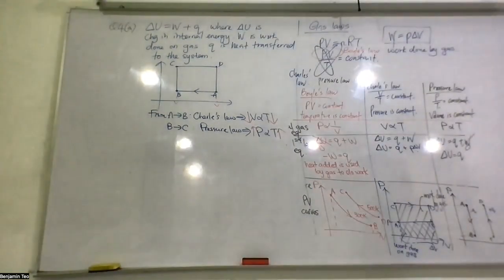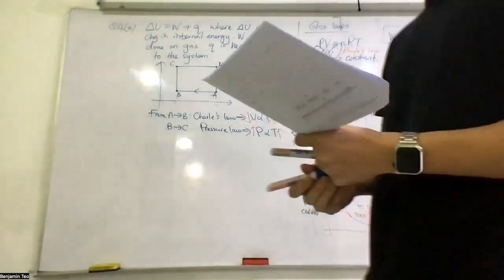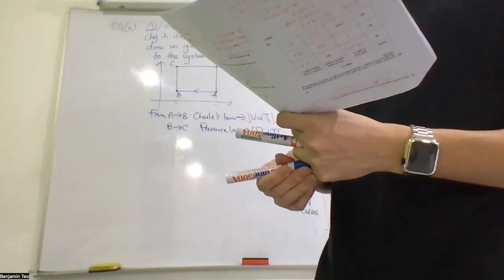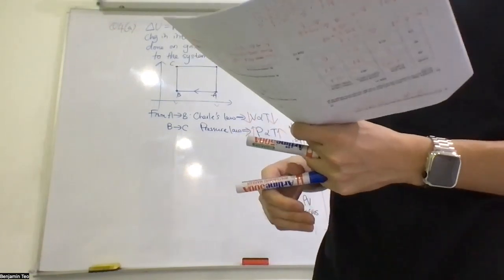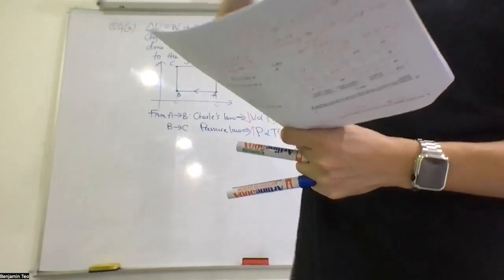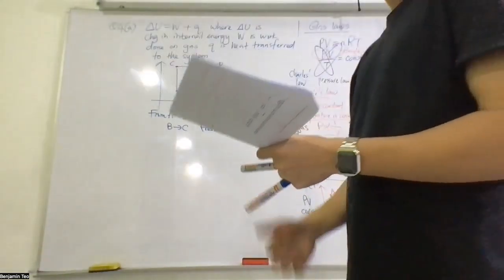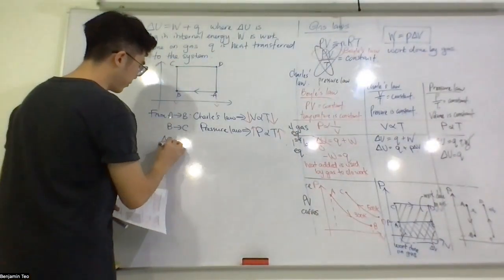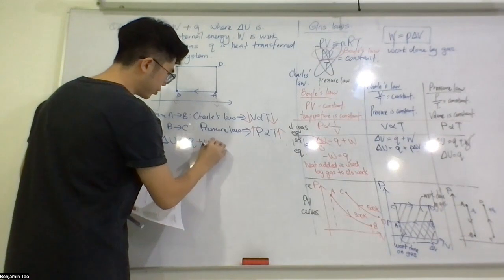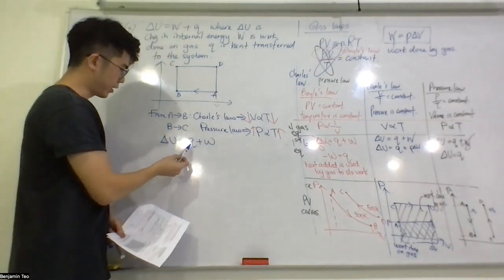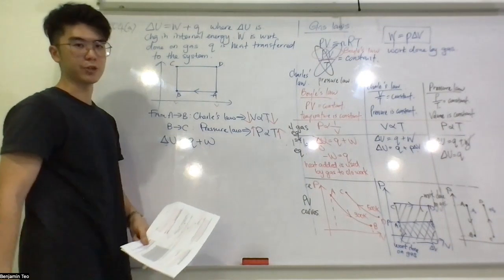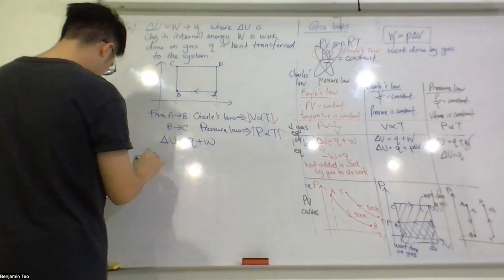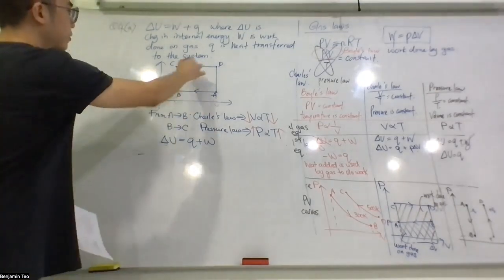Okay, next one. Use the first law of thermodynamics to describe and explain the energy transfer associated with one complete cycle. So you want to explain the energy transfer from A, go back to A, the whole cycle. They say explain energy transfer. Basically, it's explaining your first law, because your first law is all energy: internal energy, heat energy, work done is also energy. So from the whole cycle, what can you say about the whole cycle?